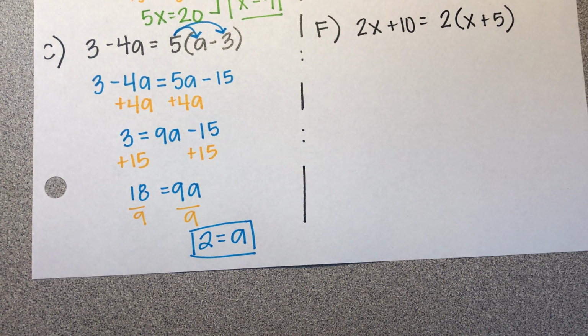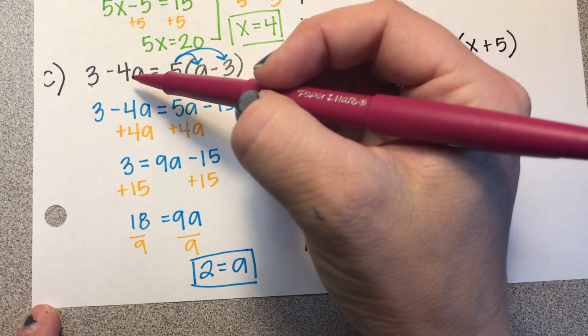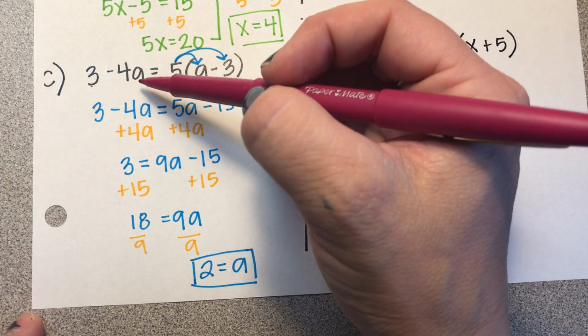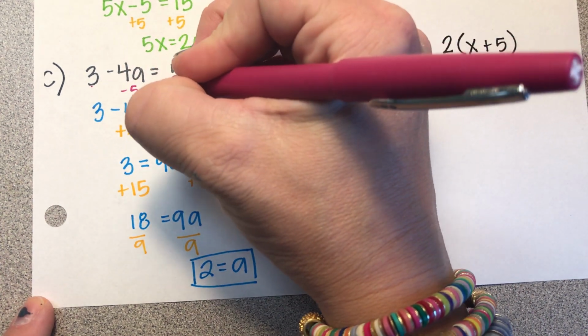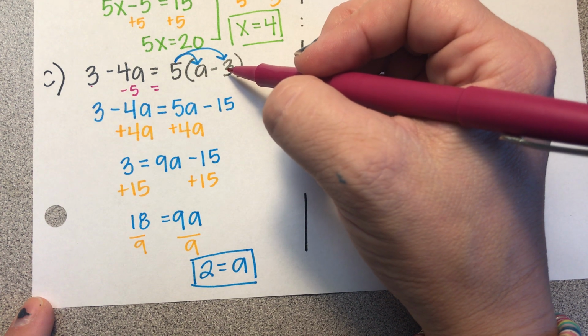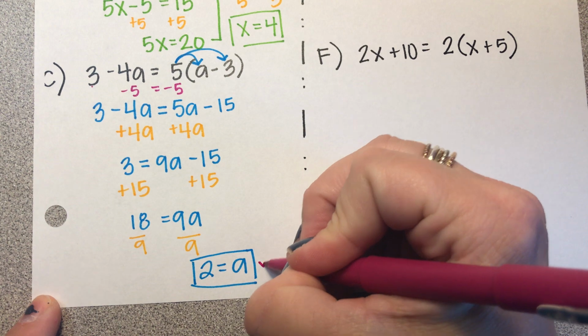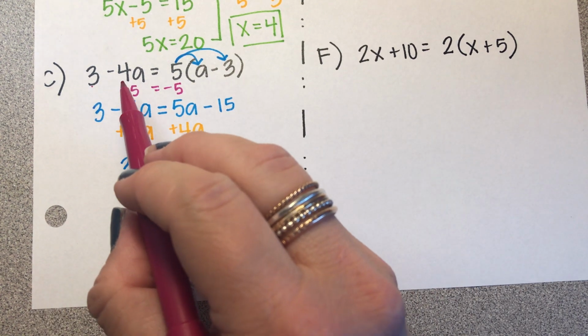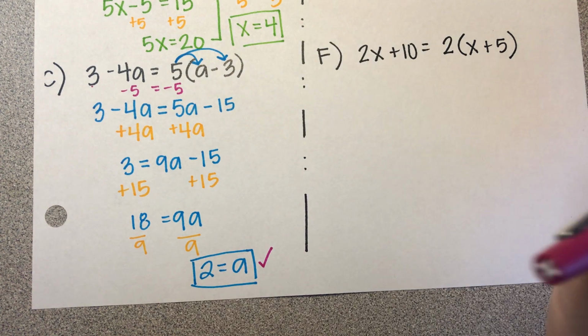Okay, and if I wanted to, I could go ahead and plug them back in and check to see if it makes sense. 3 minus, what's 4 times 2? 8. 3 minus 8 is negative 5. And then over here, what's 2 minus 3? Negative 1. 5 times negative 1 is negative 5. So when I plugged 2 in, I made an equation that said negative 5 equals negative 5, which is true.